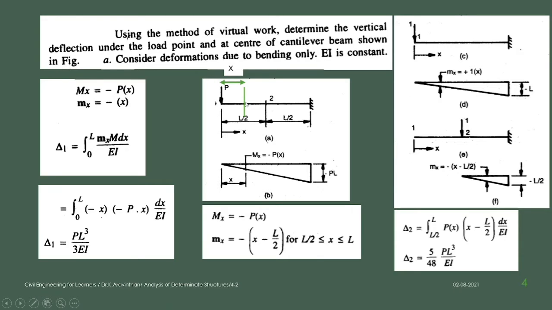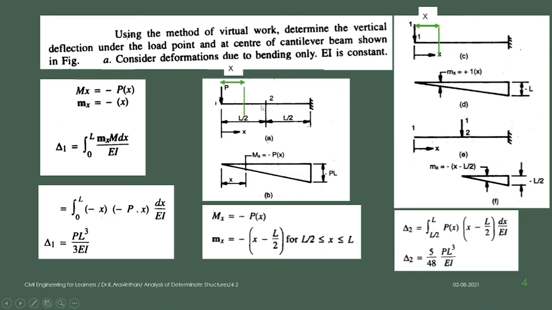After taking a section at X, we will be taking the moment, and the next thing is applying a unit load. We should remove the real load and apply a unit load at the same place. You will be cutting a section at x and taking the moment. When you consider the left hand side, the moment will be load into distance, that is 1 into x, so it will be x. We have taken capital M and small m. These are the terms which are required here, and the limit here is 0 to L.